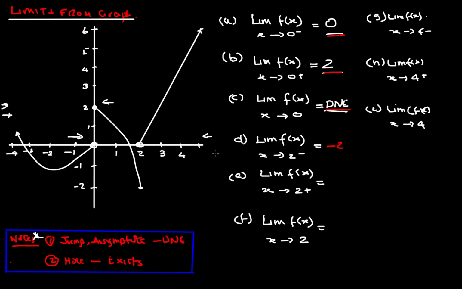So here, let's check from the positive side. I'll start from here, come down, and meet it here. Now, what's the value of y here? The value of y will be 0. So what will be the value of the limit as I approach 2? Again, these values are different. So I'll have does not exist, because we have different one-sided limits here.